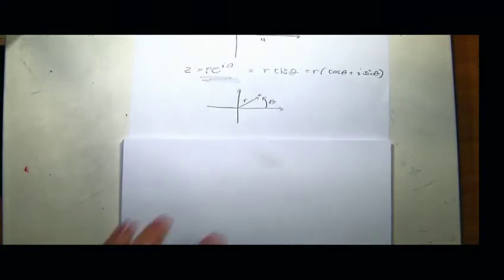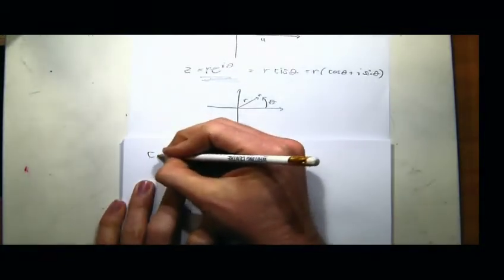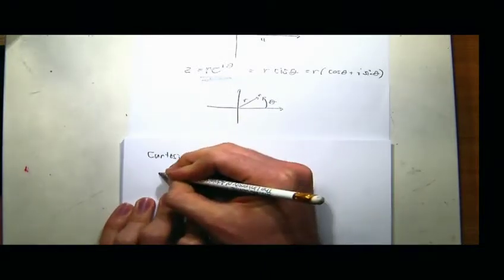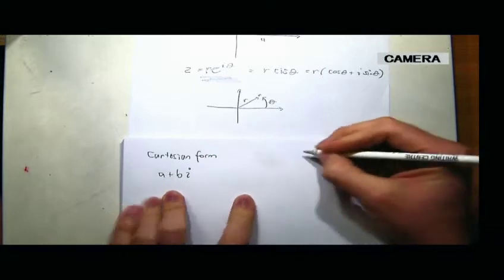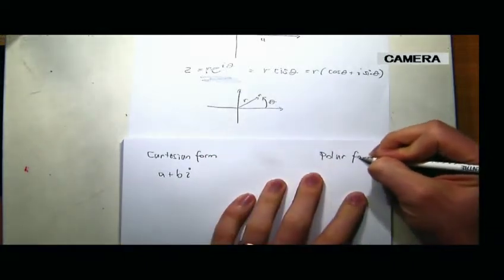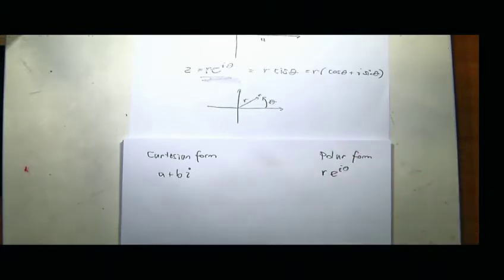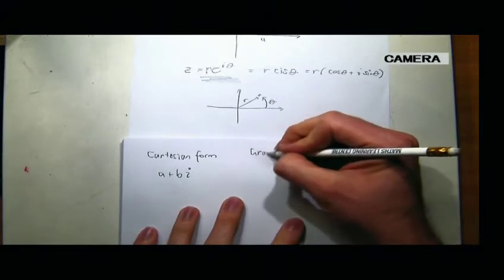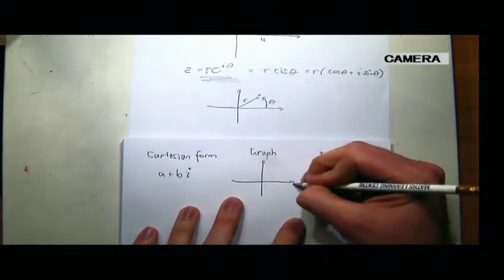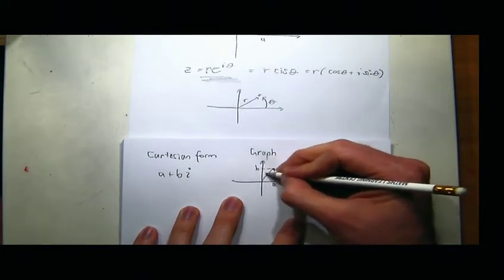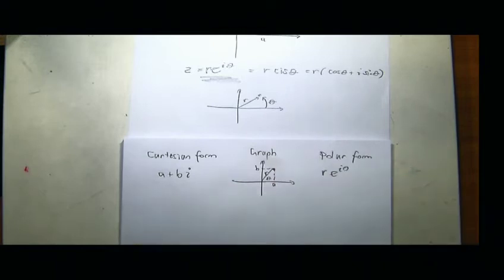So, just let me summarise that. You've got what they call the Cartesian form, which is your a plus bi. And you've got your polar form, which is your r e to the i theta. And then there's your graph, which has both. It lines up with a and b, and that's the r, and that's the theta there. Okay, cool.